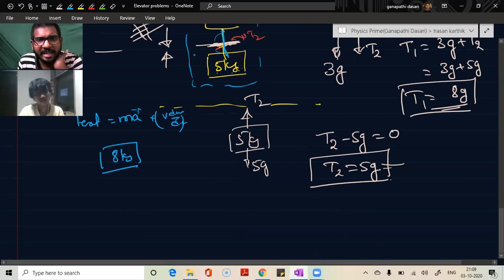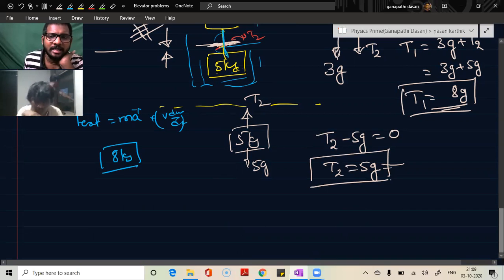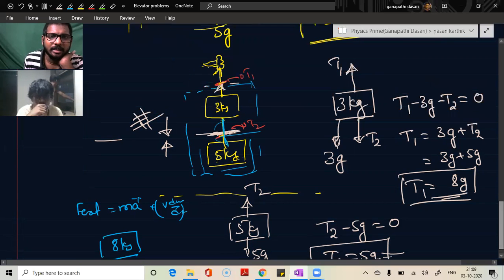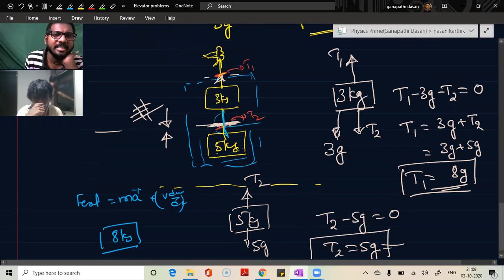If you take only the 5 kg into consideration, T2 is an external force. And if you take the entire 3 kg and 5 kg to be the system, then T2 is an internal force. You got it?